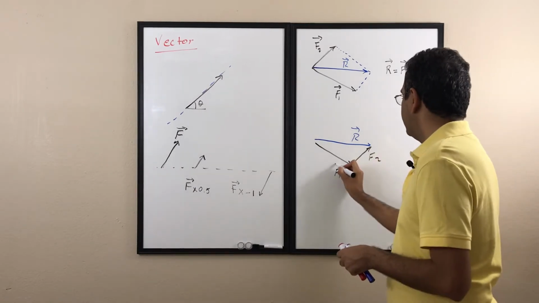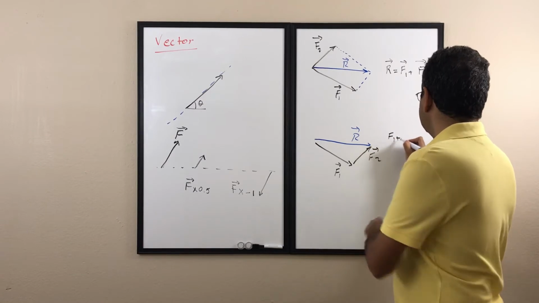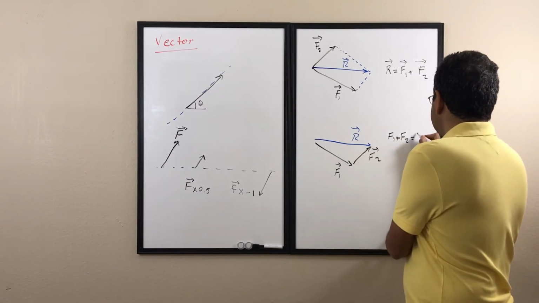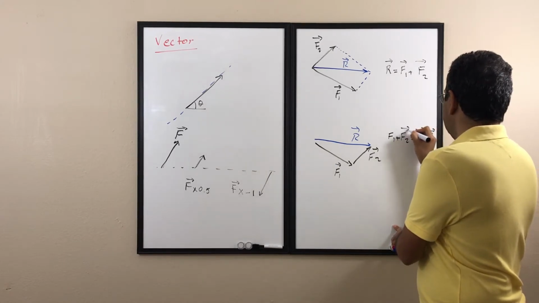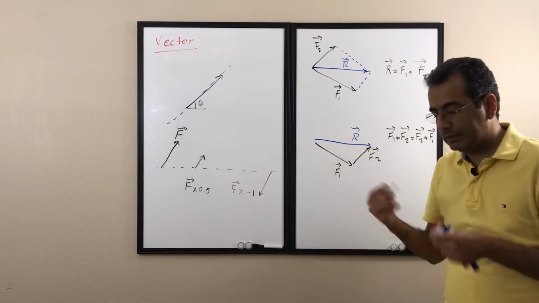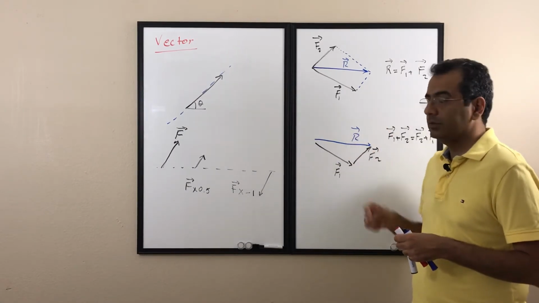One thing to make sure that you know is that F1 plus F2 is the same as F2 plus F1, so it doesn't matter which one is first and which one is second. The result of adding two vectors is always going to be the same.